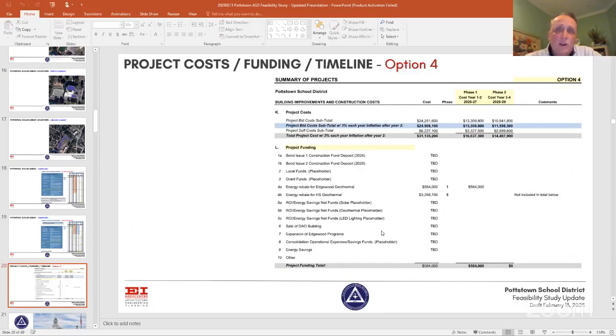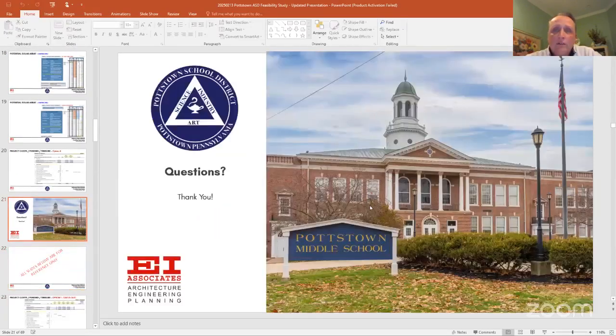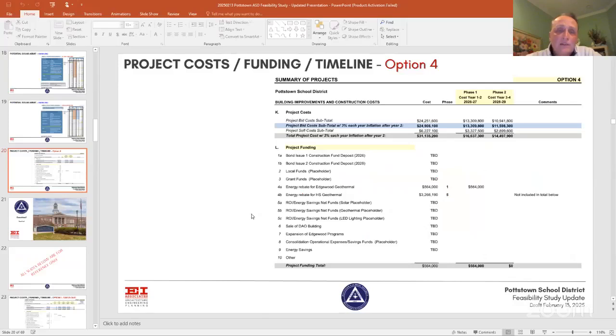Last but not least, we're working on this timeline chart. Again, this is just a snapshot of where we're currently at. We're still getting some numbers back, but we're looking at total project costs. If we went forward with option number 4, what would that look like? And also went forward with a solar project. Again, we have to take the next step to understand a lot of the energy savings that will be accumulated, whether it's geothermal or solar, so we can understand the overall financial impact to the district. But so far, everything looks very positive on that front.